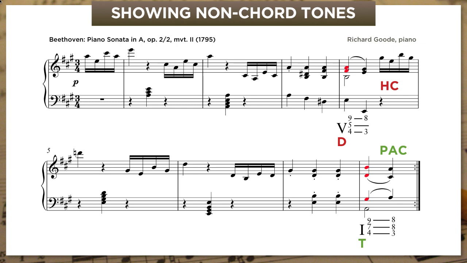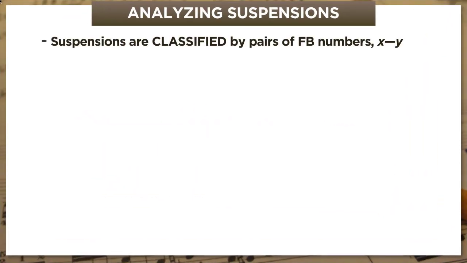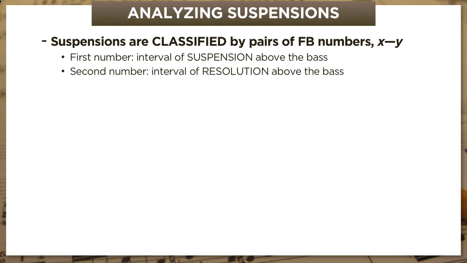Okay, so now let's use the same figured bass technology to analyze some suspensions. Somewhere along the line, analysts decided that it would be useful to classify suspensions using a pair of figured bass numbers separated by a dash. The first number is the interval of the suspended note above the bass. The second one is the interval of the resolution note above the same bass note.